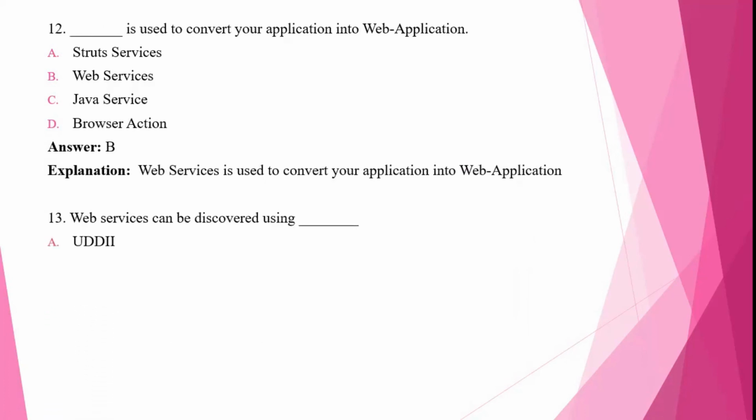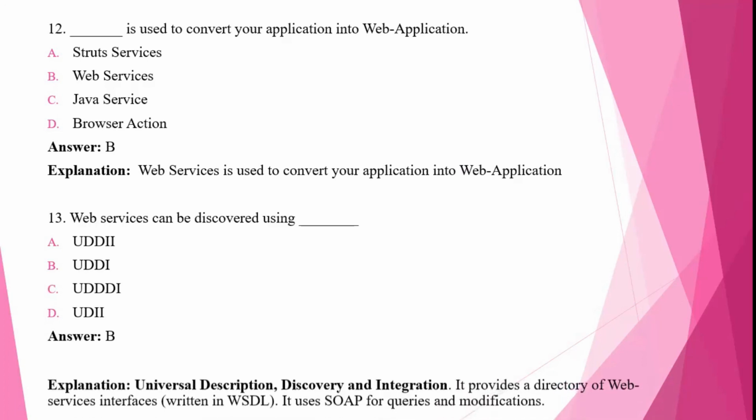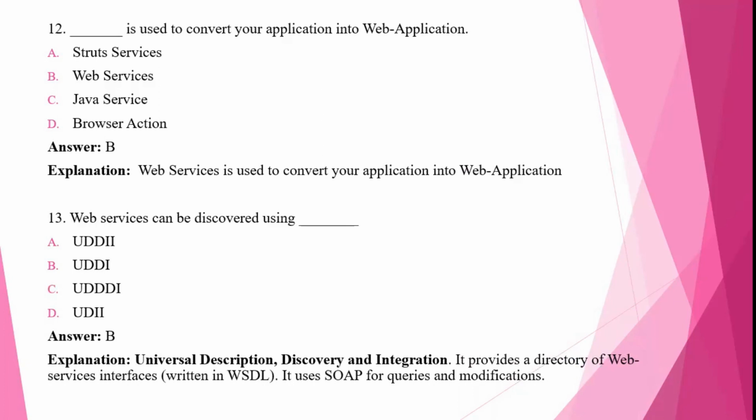Next one, web service can be discovered using dash. So the options are UDDII, next one UDDI, third one UDDDI, and the next one UDII. So basically the right answer is UDDI, that is Universal Description, Discovery, and Integration. It provides a directory of web services interface. Which is required or which is present in SOAP.